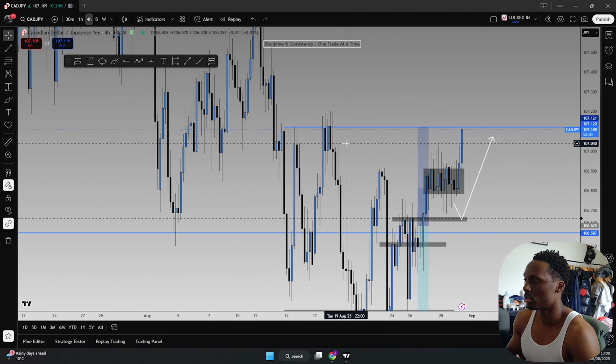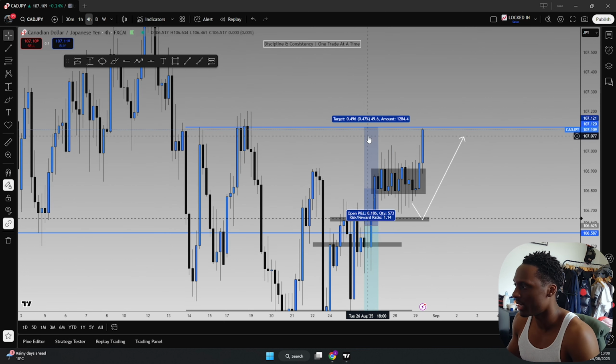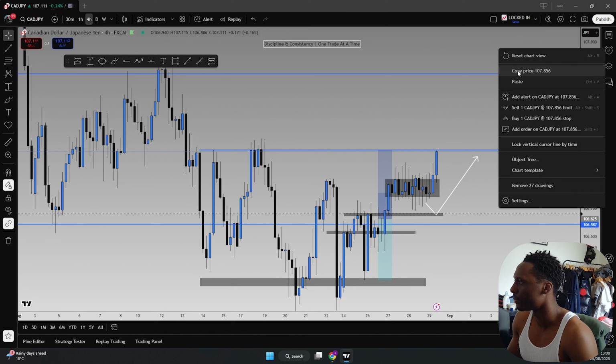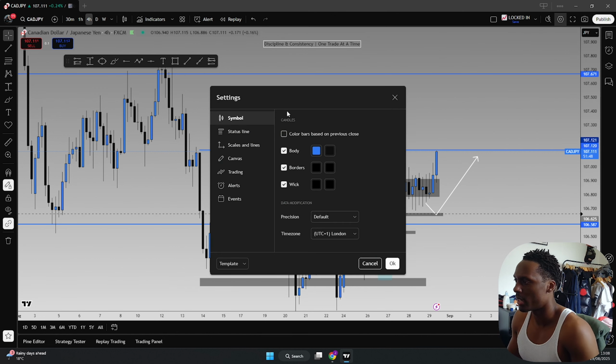Obviously I'm gonna talk to you lot about this trade, this CADJPY trade breakdown, 1-to-1. TP's just been hit. But before I get into that, someone wanted to know what colors I use in my chart, so I'm gonna go over that quickly. Let's do that now.